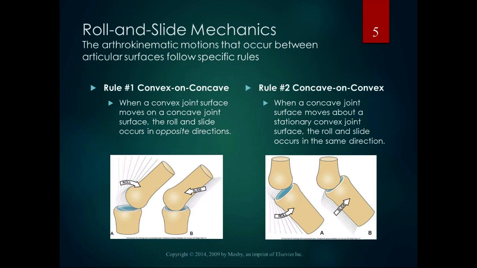The reason for this is we want to maintain joint congruency. We don't want to just roll off the joint. We want to maintain that joint congruency. Rule number 2 is when the concave moves on convex, the roll and slide occur in the same direction, and it's the same thing. It's to improve joint congruency. If you want to try to memorize those by rote memorization, you can. You can write them down. You can think about them. But it's going to make more sense when we get into the lab with the bony models and we get to practice them.